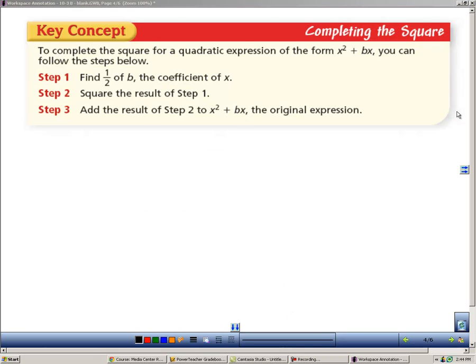So this leads us to the steps for completing the square. If you have a quadratic expression of this form, x squared plus some number times x, here are the steps to create a perfect square trinomial. You find half of b, half of the number that comes in front of the x. You square that. You take half of b and then you square it, and then you add that to the end of x squared plus bx.